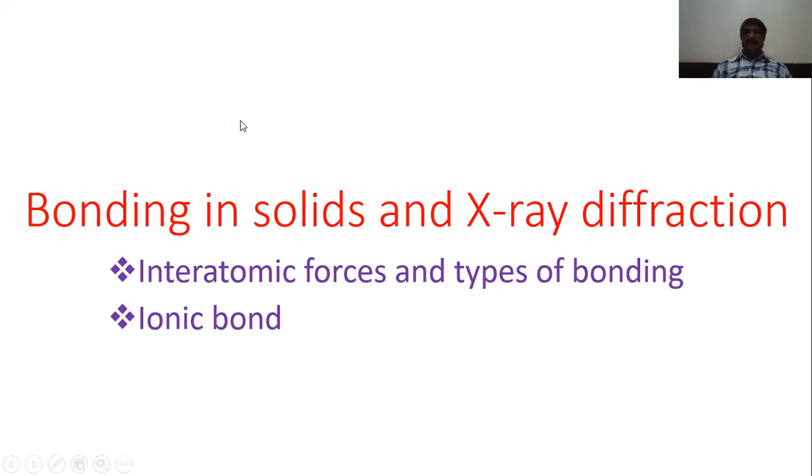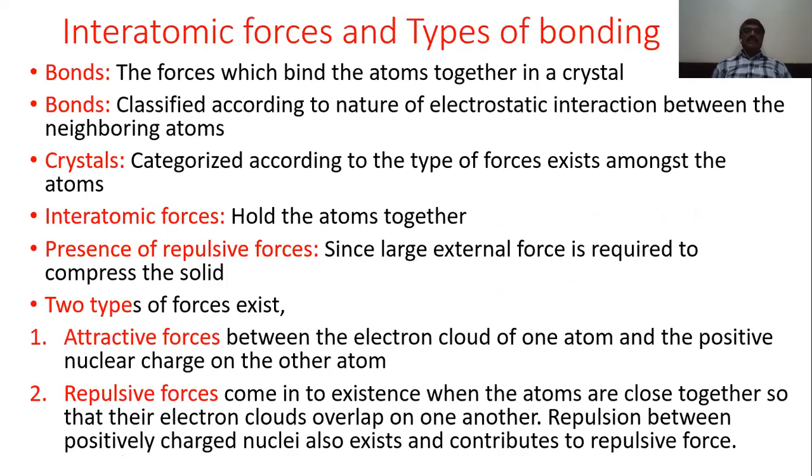So let us see first of all the interatomic forces and types of bonds, types of bondings. So what are bonds? We find that solids, especially crystalline solids, have specific shape, and that is because there are specific types of forces that exist between the atoms, and these forces bind the atoms of the crystal together. The forces which bind the atoms of the crystal or atoms of the solid together are called bonds. And these bonds are basically, by origin, electrostatic in nature, and depending upon the electrostatic interaction between the two atoms, these bonds are classified into different classes.